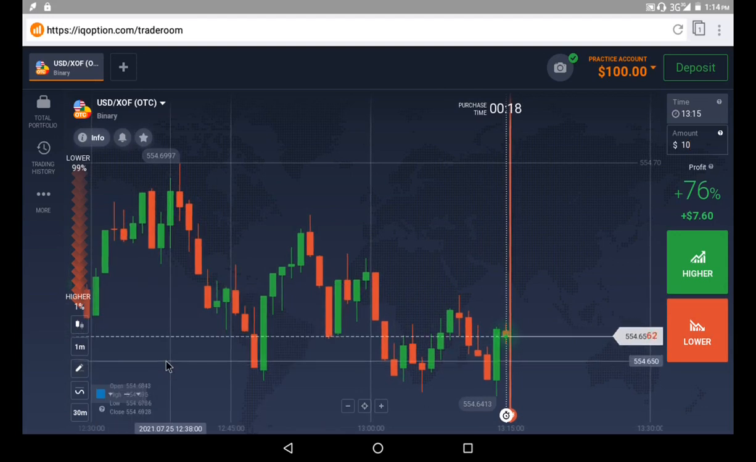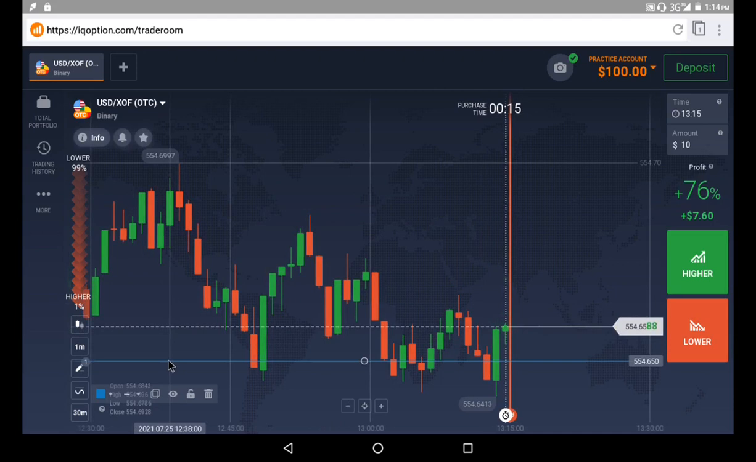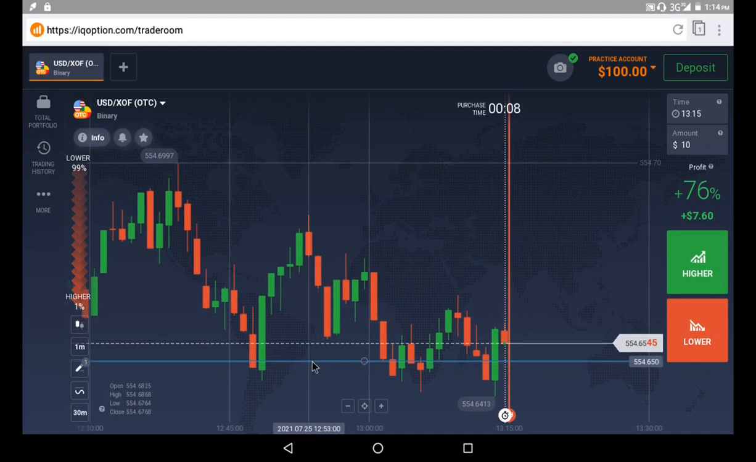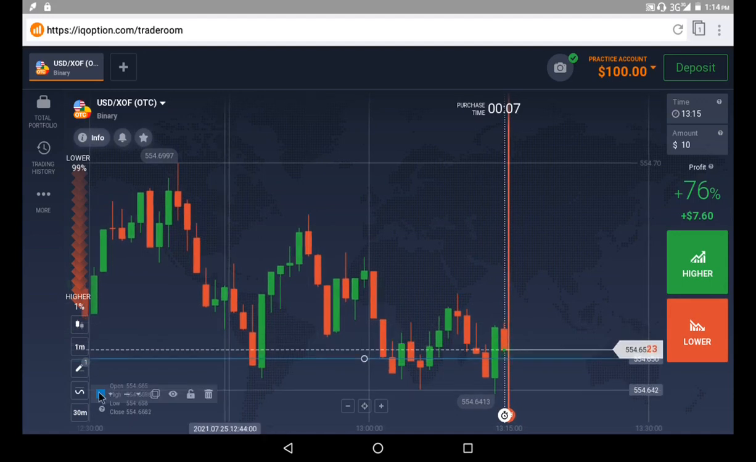When you are trading, those are the things you look out for. So I just drew a horizontal line there. You can see clearly. Let me change the color.